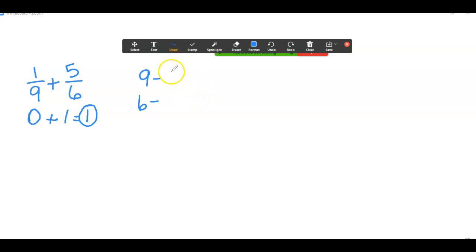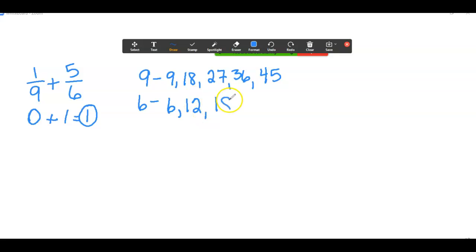All right, let's go ahead and try. So my list of 9s would be 9, 18, 27, 36, 45. My list of 6s would be 6, 12, 18, I have one right here. Do I need to continue going on? I do not. Now I would eventually get to another common denominator because I know that if I go up to here, I would have another one, right?